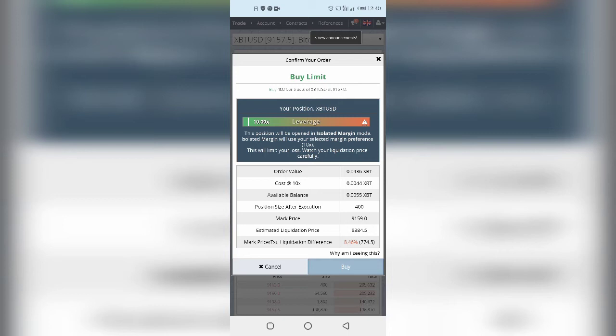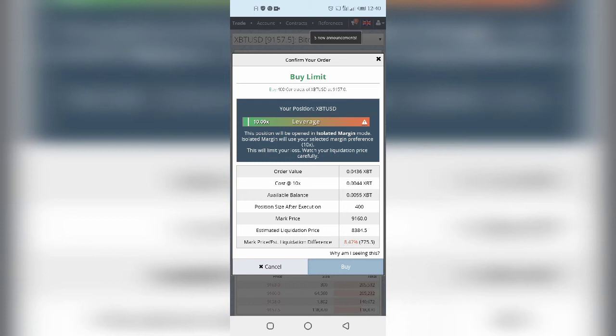Now another difference with Bitmex is that it has what we call the liquidation price. This is the price at which, if you enter a trade and the price gets to that point, you will lose your trading equity and it closes off your market. It tells you you've been liquidated, which means you've lost your funds.